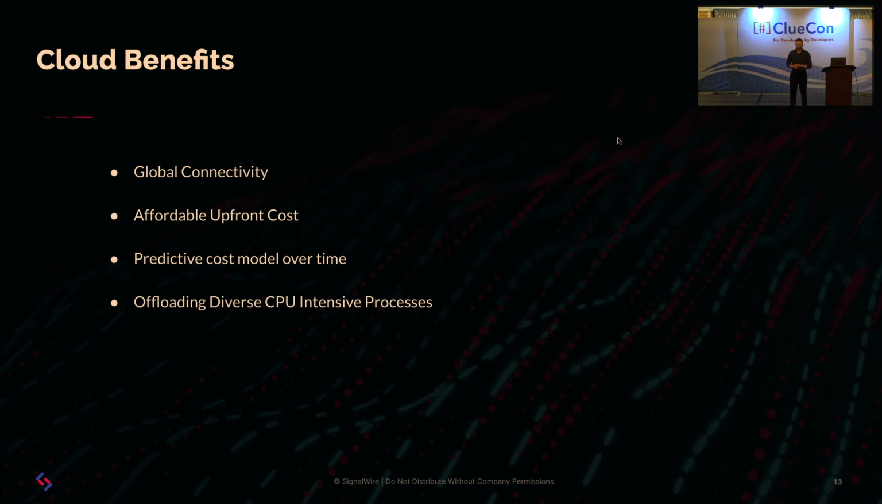Next, offloading CPU-intensive processes. Rather than running things on your own computer, using your own resources, send it up to the cloud and have everyone else deal with it for you. It's a lot easier to send an API request than to install all the dependencies and libraries that go across that. So being able to offload a lot of those processes makes your infrastructure a lot more manageable.